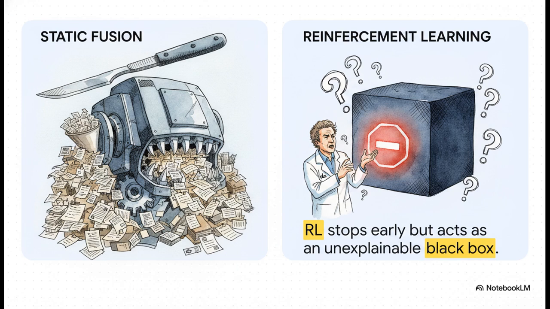On the other side, we have reinforcement learning, or RL models. Now, these can decide to stop early, but they act as a complete black box. They just spit out a stop command with zero explanation. Naturally, doctors do not trust an unexplainable AI when a patient's life is literally on the line. So the crucial point here is that we need an AI that can stop early to save the patient from unnecessary surgery, but can also explicitly explain why it's stopping, so doctors can actually trust it.